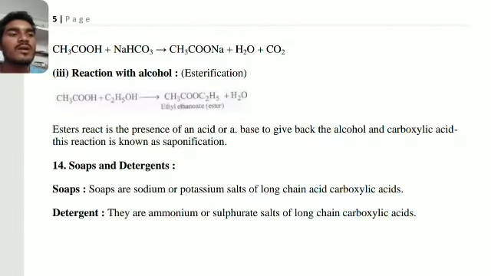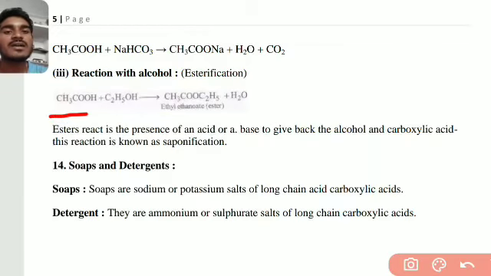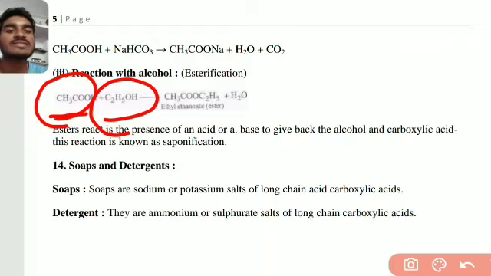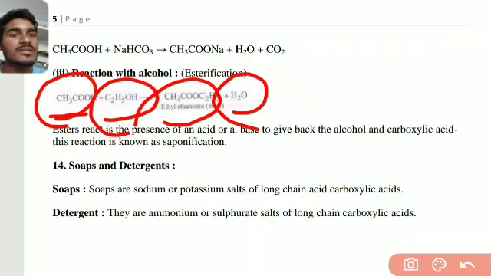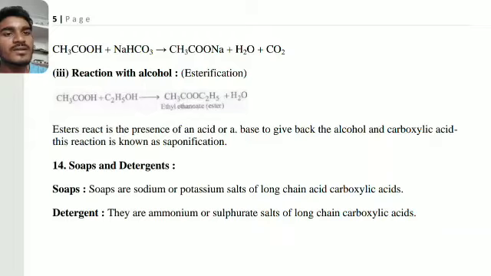Example: this carboxylic acid reacts with alcohol. Ethanol plus acetic acid produces ethyl ethanoate, an ester, and water. This is a reaction of the esterification process. There are many more examples of the esterification process, and we can see them already.